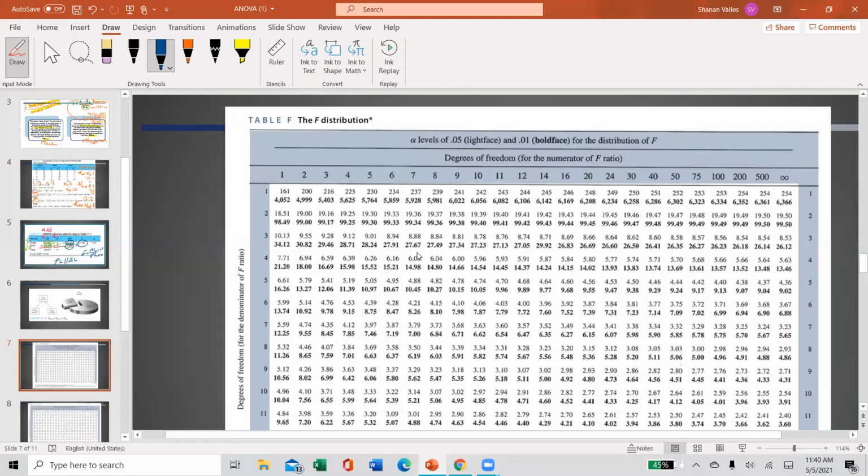Our critical values. Okay, so we have to find, you know, what we need to look for here. We have to find our critical value. Okay, the other side of this is the degrees of freedom for the numerator, right? And the numerator for us is degrees of freedom treat.